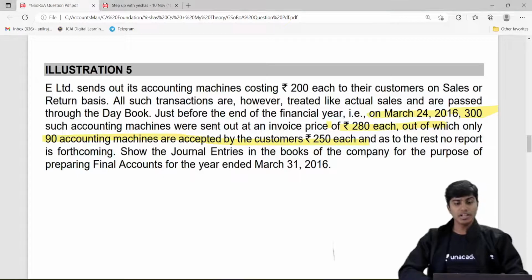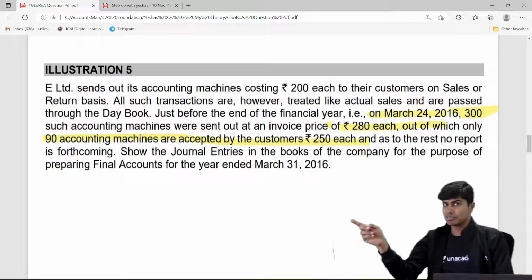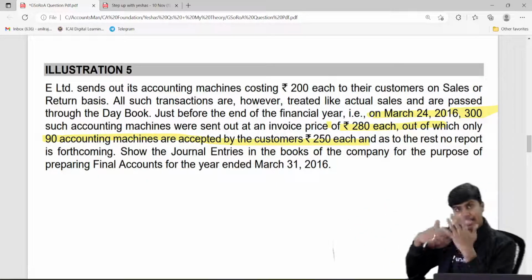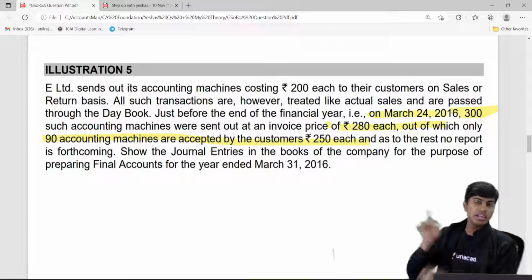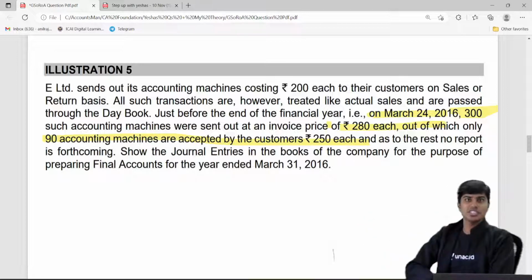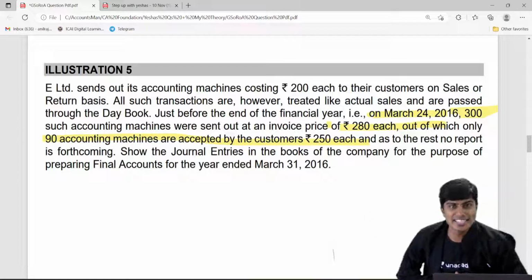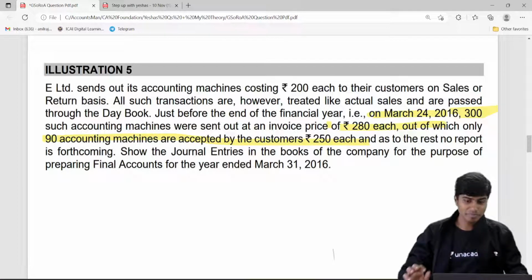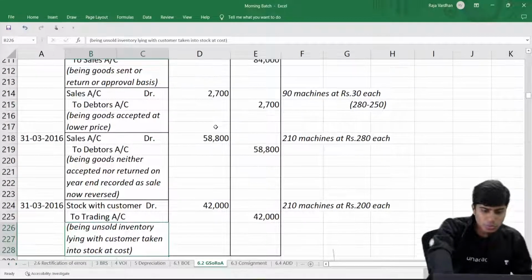And in this question, we have no information about any stock lying with the customer, unaccepted, being either accepted or returned in the next year. If they had given, we would have written an entry for the same. That said, guys, this is the solution to illustration number 5. I showed this solution to you.